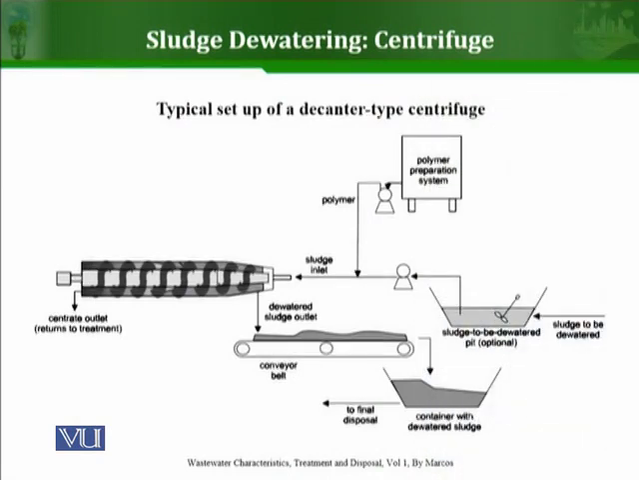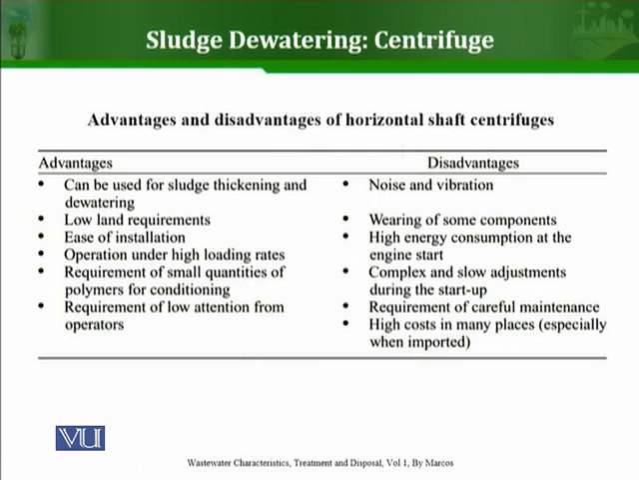And as we discussed, horizontal shaft centrifuges are mostly used. This is a typical diagram of a centrifuge. You can see here that the sludge is introduced, and you can see here this is basically a centrifuge, and there is an outlet, and then the dewatered sludge outlet is over here, which is further moved to other units if those are required, and then to the final disposal site. Now, there are certain advantages and disadvantages of horizontal shaft centrifuges. For example, it can be used for sludge thickening and dewatering, as can be any centrifuge. It requires low land requirements.